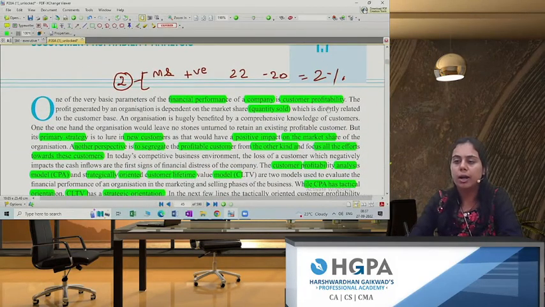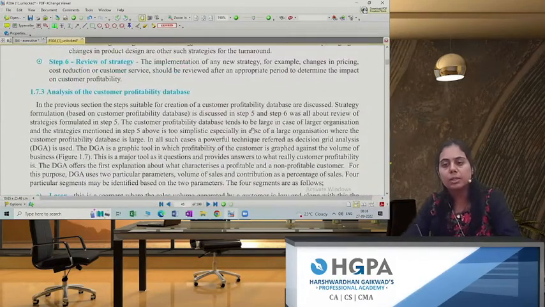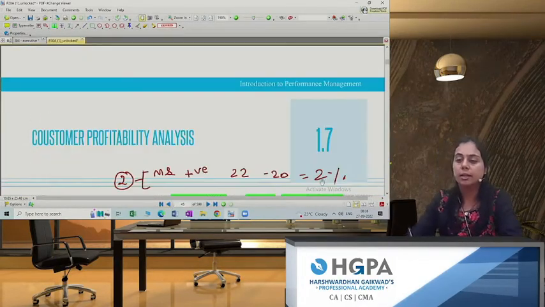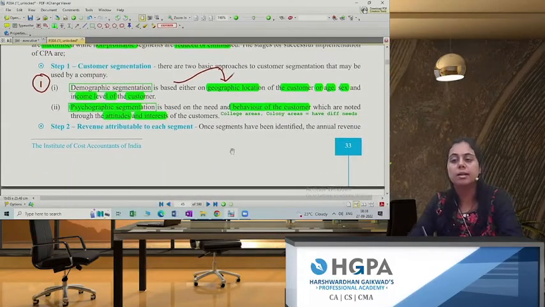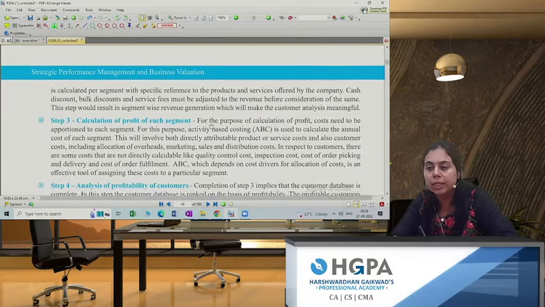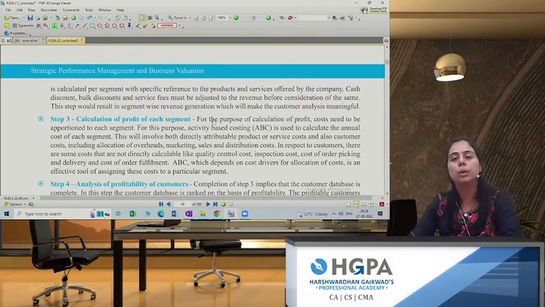Now we have understood the revenue. Sorry, we have understood the segment. Now the second point will be what? Understanding the revenue of each segment. Okay. So the second point is revenue attributable to each segment. We will go and we will compute the revenue attributable to each segment. Definitely this revenue will be what?